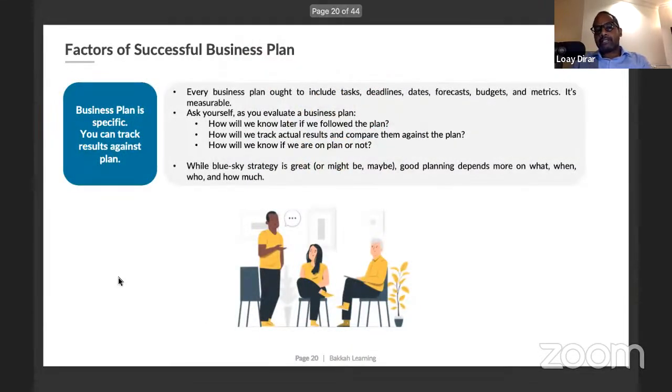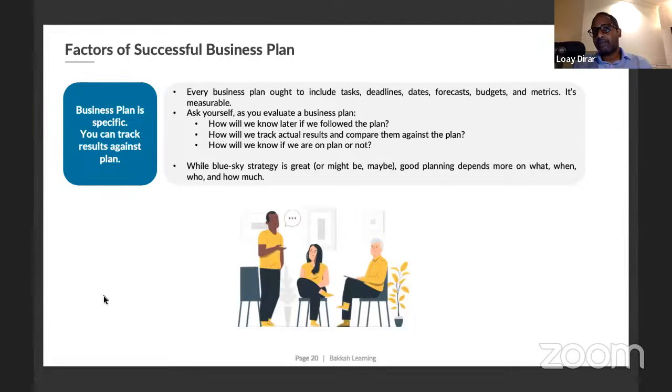And another factor is that a business plan is specific. You can track results against it. It's going to help you track results against plans. And every business plan ought to include tasks, deadlines, dates, forecasts, budgets, and metrics. It's measurable at the end.